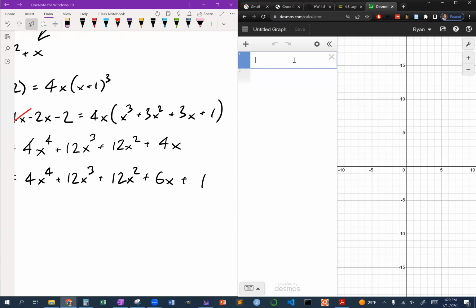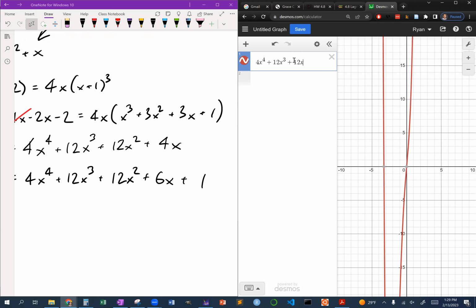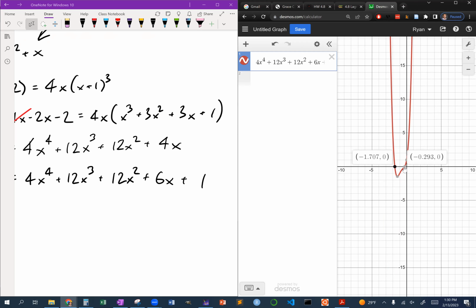And I have 4x to the fourth plus 12x cubed plus 12x squared plus 6x plus 1. And so there are only two roots of this polynomial. And so then I know that in that case, x is approximately negative 1.707 or approximately negative 0.293.